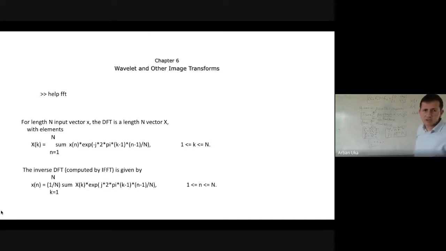If k is equal to 1, let's see what we're going to get. We sum over n from 1 to 3. This is a small n; let's assume that the small n is 1, 2, 3. Let's see what the summation is going to be. We have little x at 1, x1 is equal to 1, times exponential of minus j 2 pi (k minus 1). Now k is already 1, so 1 minus 1 is 0.